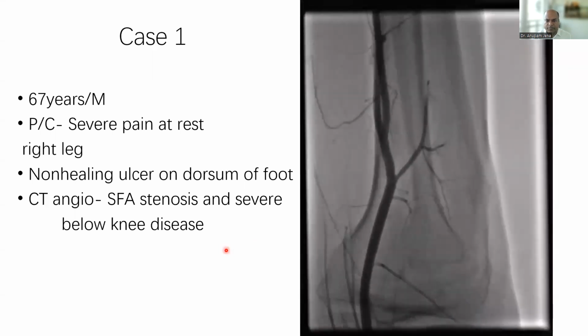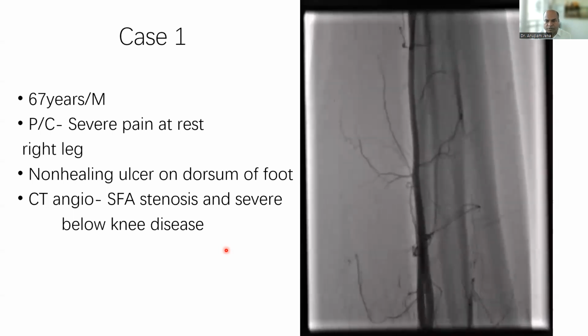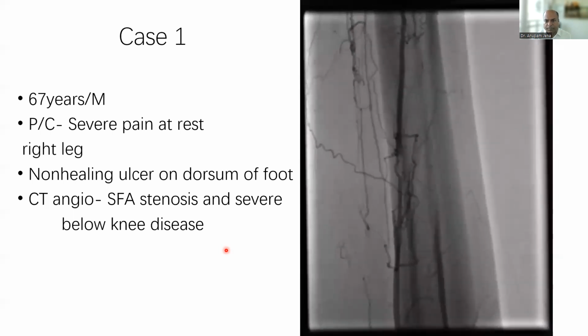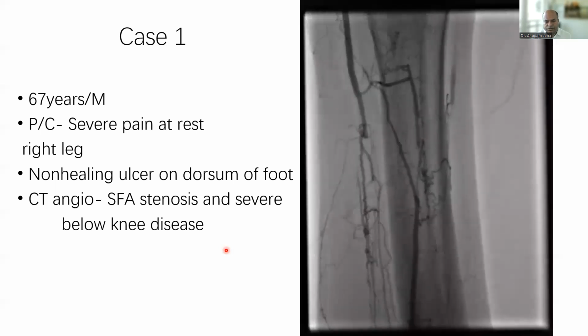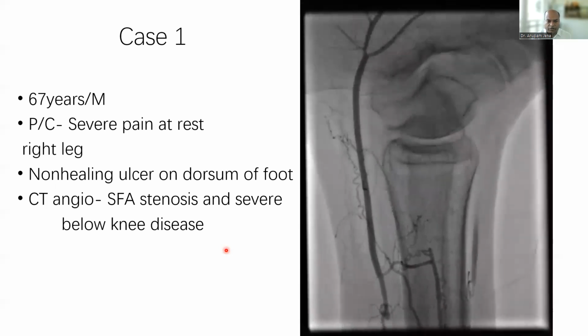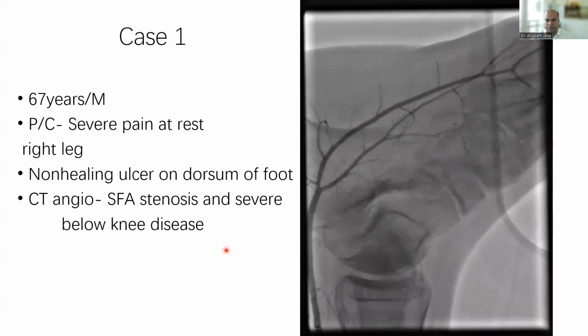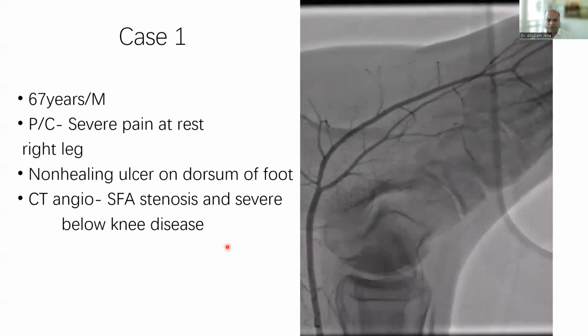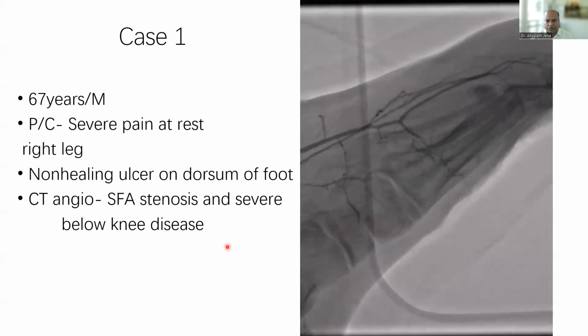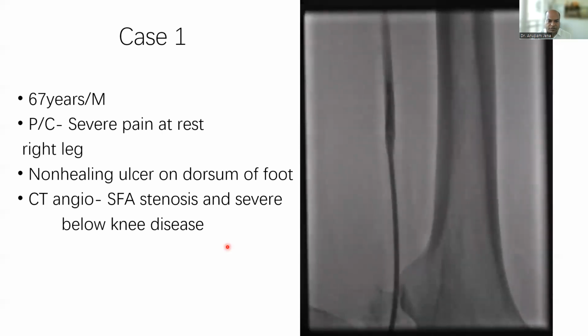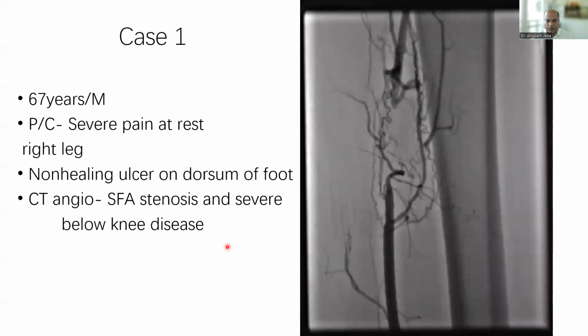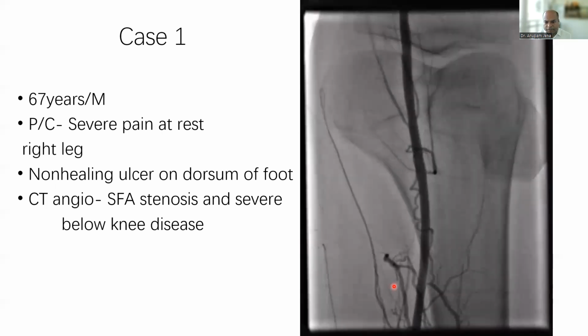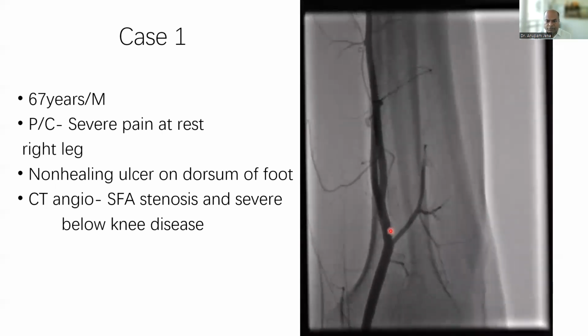So here is a case of a around 65-year-old male who presented with severe pain at rest. Basically, the patient initially had a history of intermittent claudication for around 1 year, then worsening symptoms, and now the symptoms are present even at rest. And there was a non-healing ulcer on the dorsum of the foot for around 1 month. CT angio as part of the evaluation showed SFA was completely occluded with collateral formation.